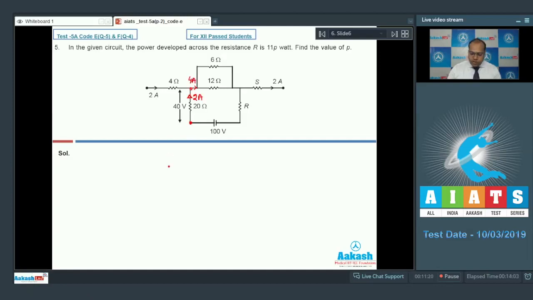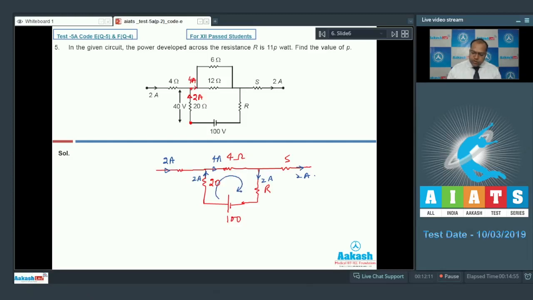Now if I redraw this circuit, then this is 4 ohm, this is 20 ohm, this is a 100 volt battery. Here it is a resistance of 4 ohm, that is the equivalent of 6 ohm and 12 ohm. And here it is R. Here it is S. Current here is 2 ampere. Here it is 4 ampere. The 2 ampere is coming from this side. Then 2 ampere goes this side and 2 ampere goes this side.